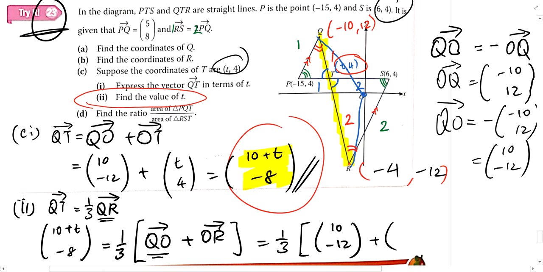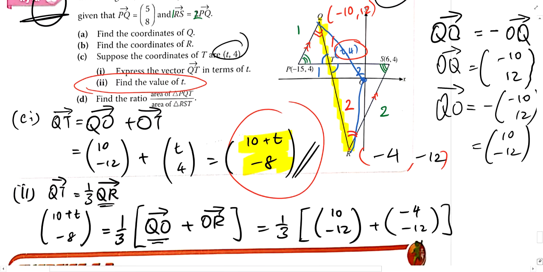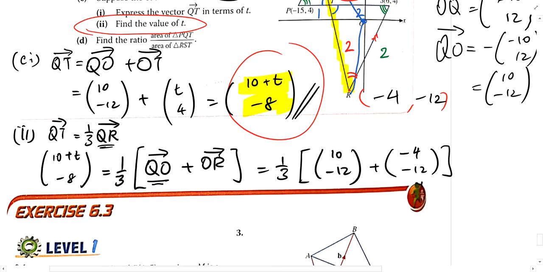Then I need to add OR. How much is OR? R will be negative 4, negative 12. Now I have my equation already. Apparently, this is going to give me 1/3. 10 minus 4 is 6. Negative 12 minus 12 is negative 24. So this is actually 2, negative 8.